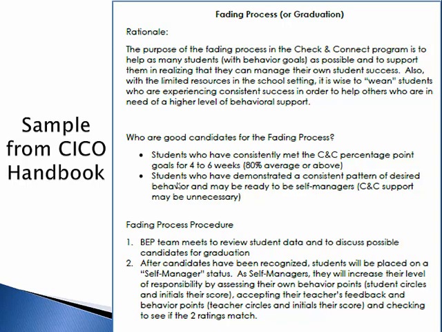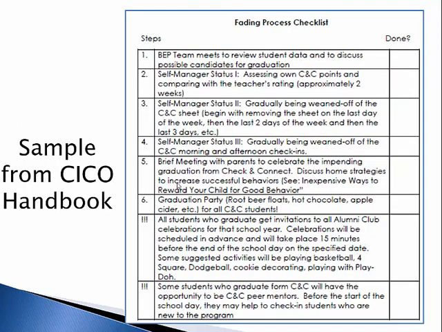we are moving students along if they need more support, if they can start to fade or graduate from the program, and so on. So here's a little fading process checklist, and so you can see this progression. We might have an initial meeting with the student to review data. They might become self-manager.